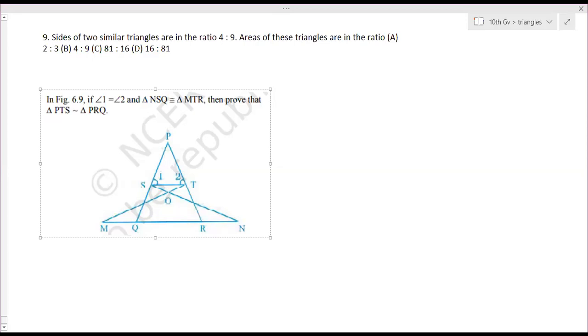Ma'am, could we show either of the angles, PST is equal to PQR, somehow? Mhm. We have to use SAS similarity. You can show that, but it is very long. Ma'am, SQ is equal to TR, right? Yes. And SN equals TM.